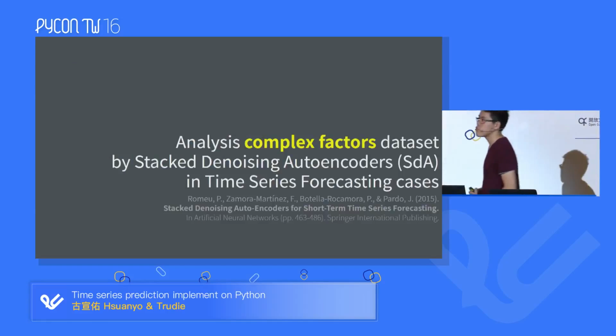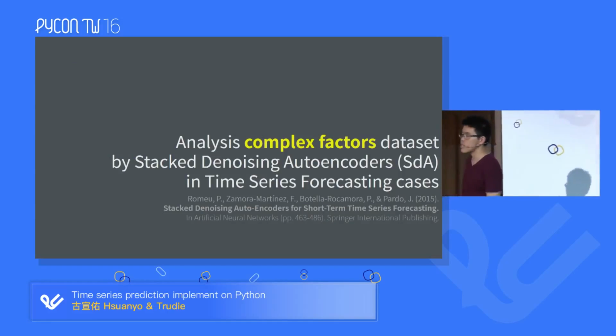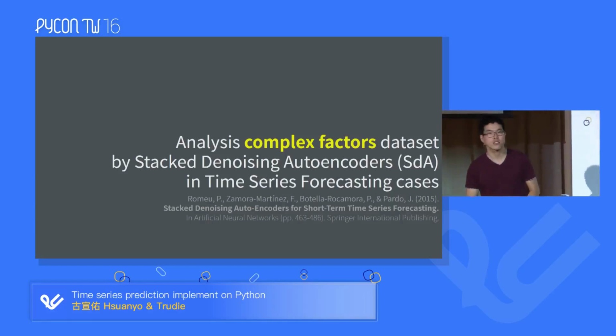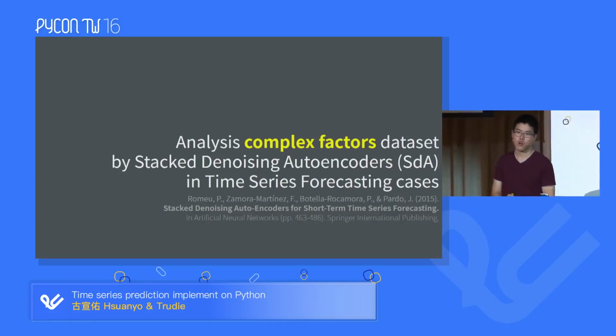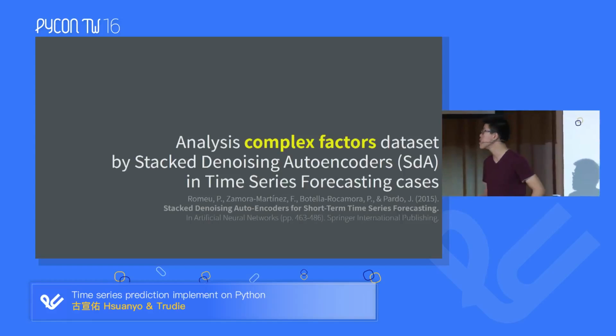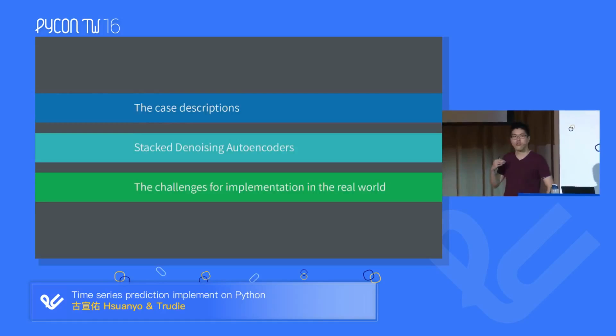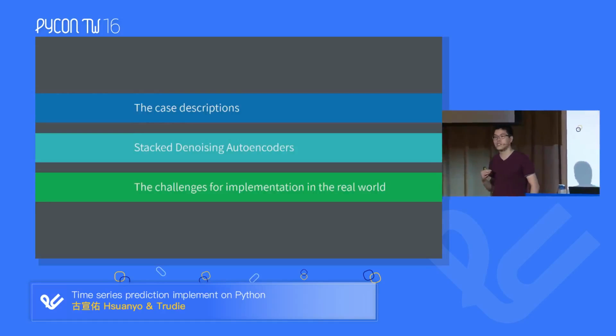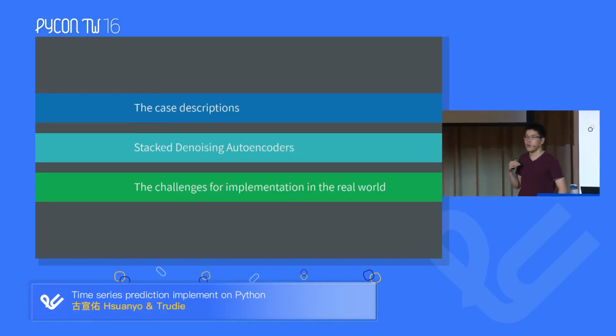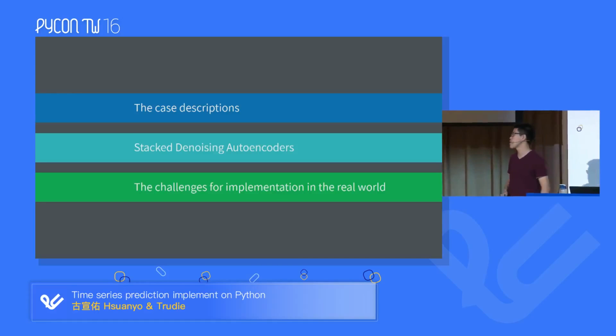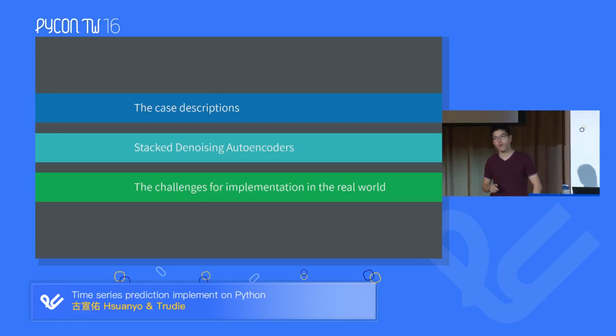Okay, now I'm going to talk about the analysis of complex factors by stacked denoising autoencoders in time series cases. In my sharing, I will separate it into 3 parts. The first one is the case description. And I will briefly introduce the stacked denoising autoencoders algorithm, and I will give you 2 examples of the experiments. And then in the last part, I will talk about the challenges that I met when implementing it in the real world.